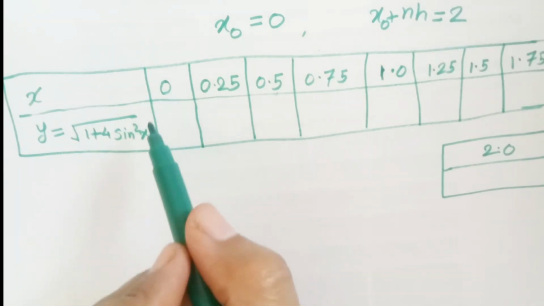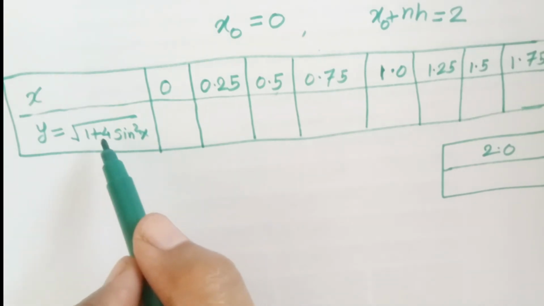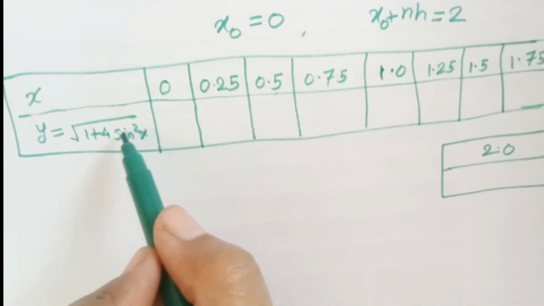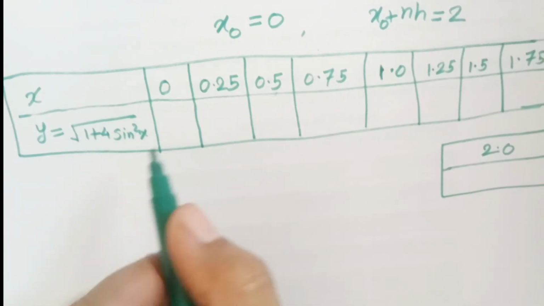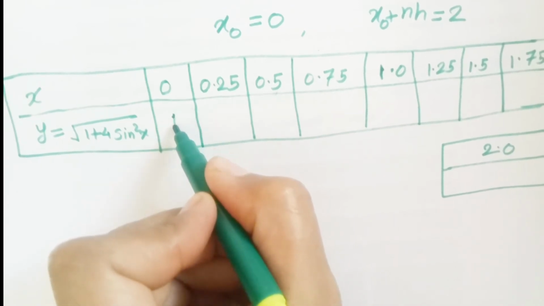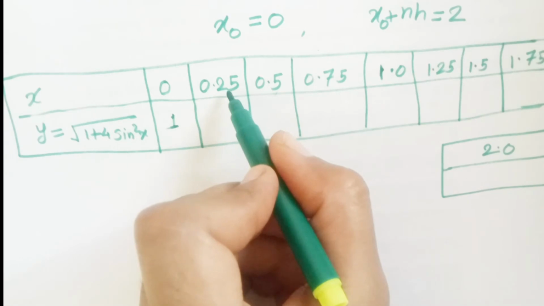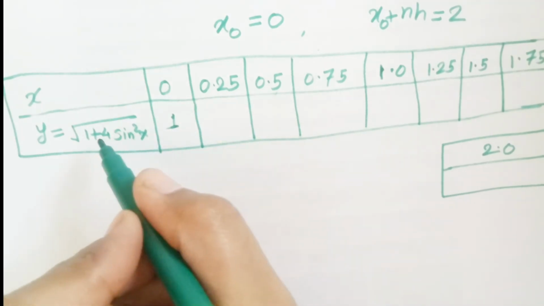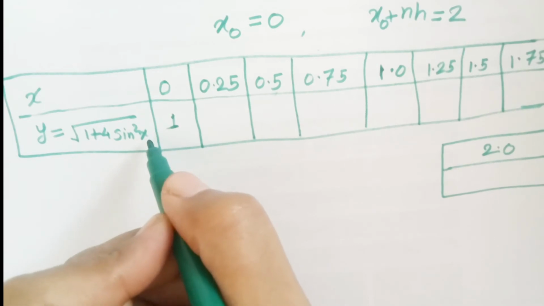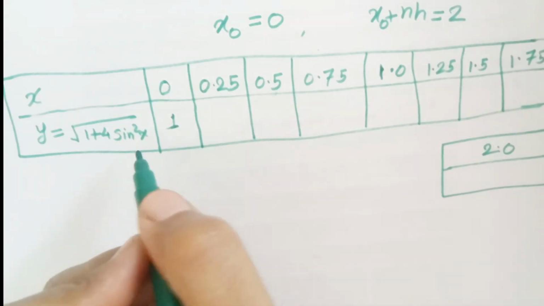So if we put x equals 0 in our function, it is the square root of 1 plus 4 sine 0, sine 0 is 0, so the square root of 1 is 1. So corresponding to x equals 0, we get y equals 1. Similarly put 0.25 in this term, then we get the square root of 1 plus 4 sine square 0.25. Now to find this out, you can use a calculator.